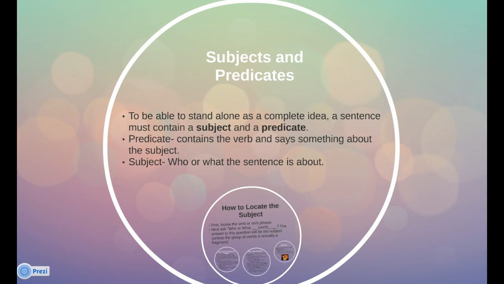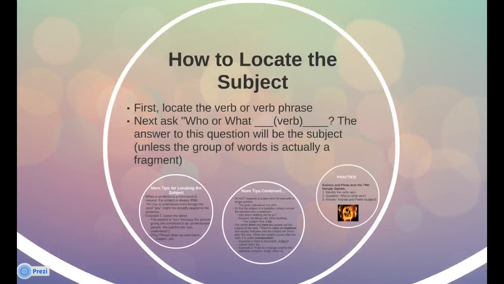So, first, to be able to stand alone as a complete idea, a sentence must contain a subject and a predicate. A predicate contains the verb and says something about the subject. The subject is who or what the sentence is about. If you're looking to locate the subject, first locate the verb or verb phrase. Next, ask who or what. The answer to this question will be the subject, unless of course the group of words is actually a fragment.